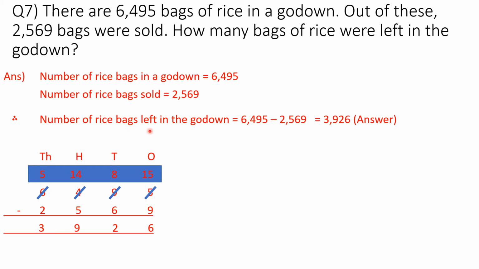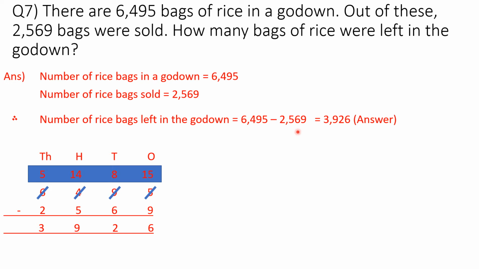So number of rice bags left in the godown. What will you do? Subtract. So these two numbers we will subtract. So write how many bags were there and how many bags were sold out. And we will do here subtraction. So let's show here subtraction, children. Again make here 4 columns, ones, tens, hundreds and thousands. Now write the first number 6,495. So you write here 6,495.